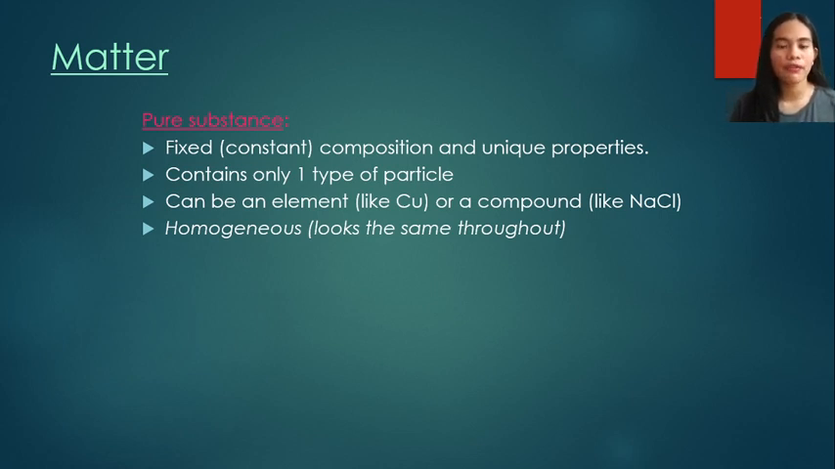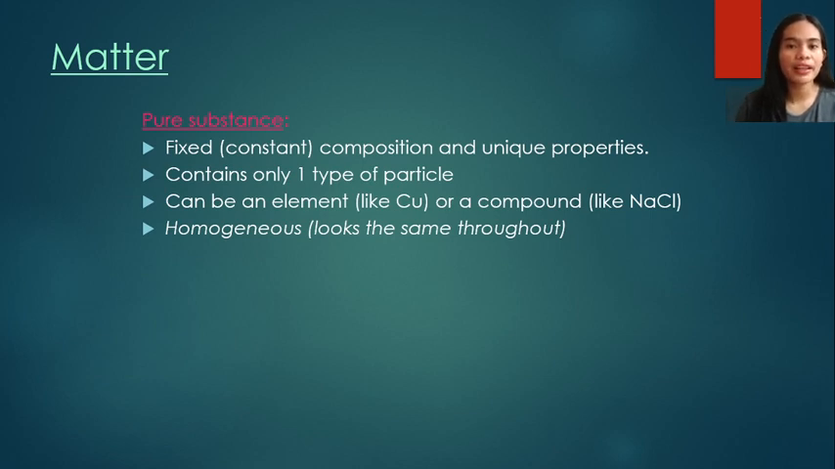Like what we have said before, if it's an element, it's an element. If it's a compound, it's a compound. A compound is composed of two or more elements. So it can be either an element, like copper, or a compound, like sodium chloride. We also have here homogeneous. A pure substance looks the same all throughout.